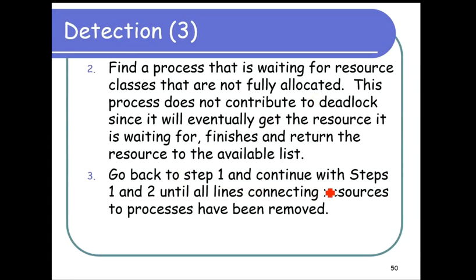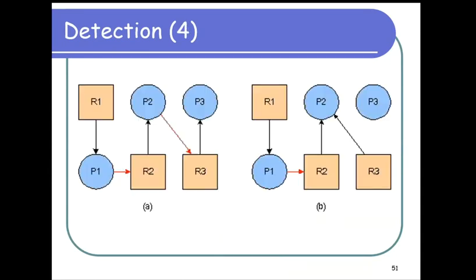Go back to step 1 and continue with steps 1 and 2 until all lines connecting resources to processes have been removed. So the goal, looking at these nodes, is to remove all the connecting lines, to release the resources, to free the resources.